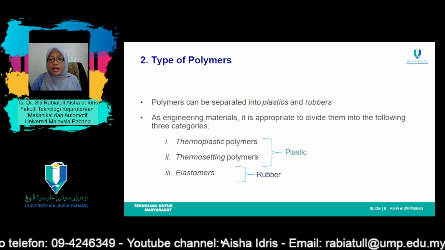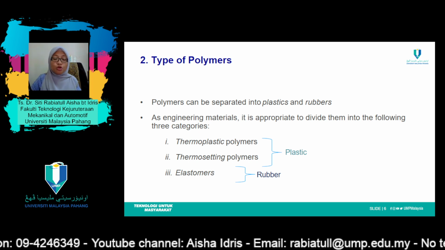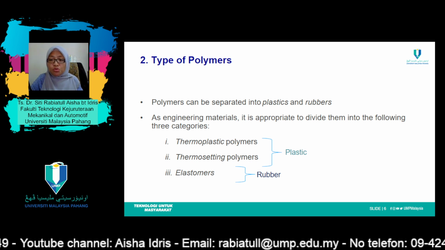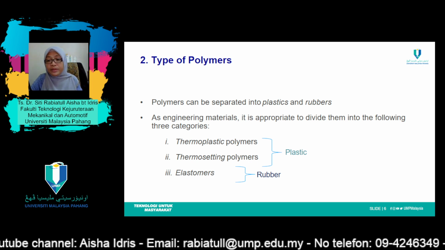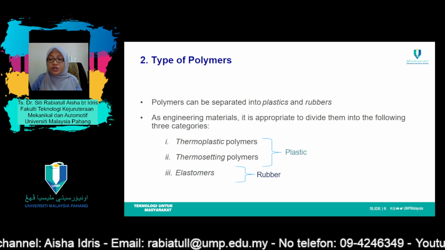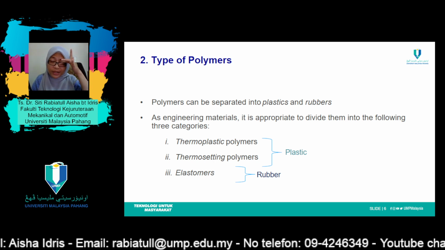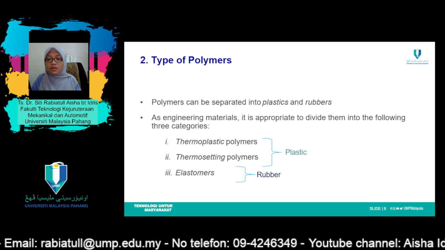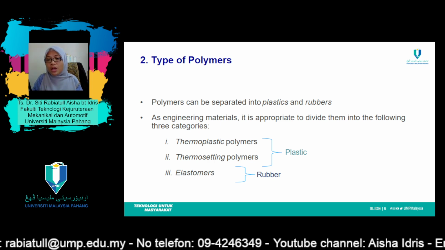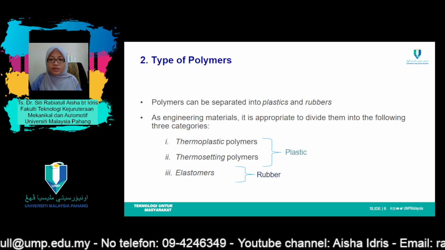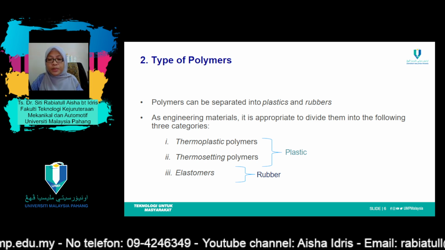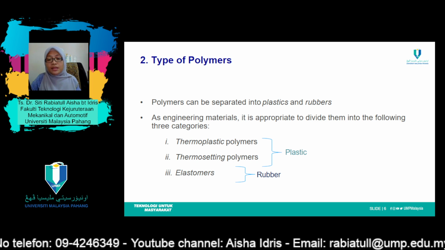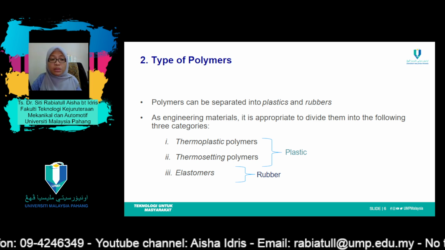Polymers can in general be categorized into 2, which are plastics and rubbers. However, in engineering materials, we split it into 3, which are thermoplastic, thermosetting, and elastomer. Thermoplastic and thermosetting are categorized under plastic, whereas elastomer refers to the rubber.